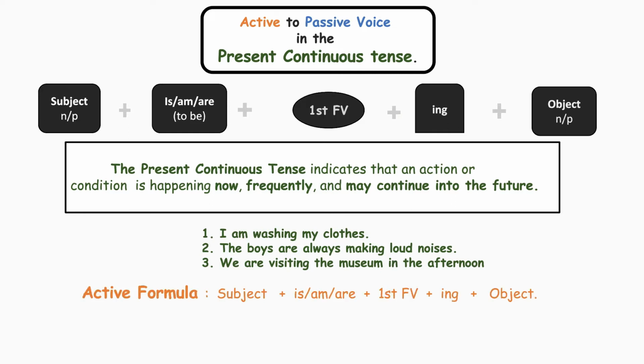Now here is the structural formula of the present continuous tense for the active voice. Subject plus is, am, are plus first form of the verb plus ing plus the object. Now here is a sentence we have. I will be the subject, the doer of the action, and is, am, are, and first form of the verb wash plus the ing, and then comes the object upon which the action is done. Who is doing the action? I am doing the action. I am washing, that's the action. The action is done upon my clothes, which is the object. Let's go on to the next slide.